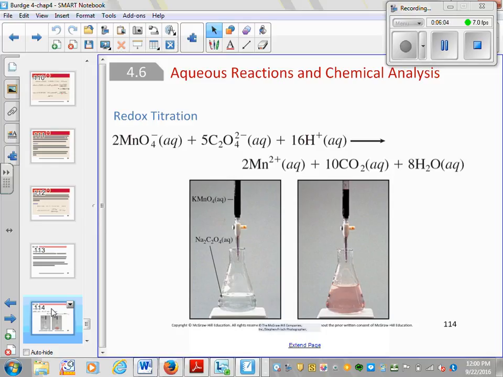So which one is the oxidizing agent? The manganese, because it's being reduced. And then we said at the beginning of this problem that permanganate was the oxidizing agent. So that should be a clue right there that it's being reduced.